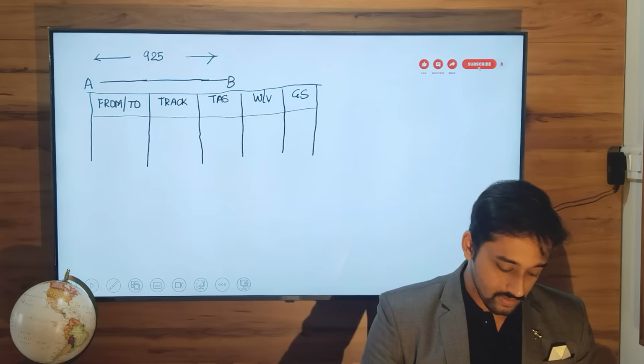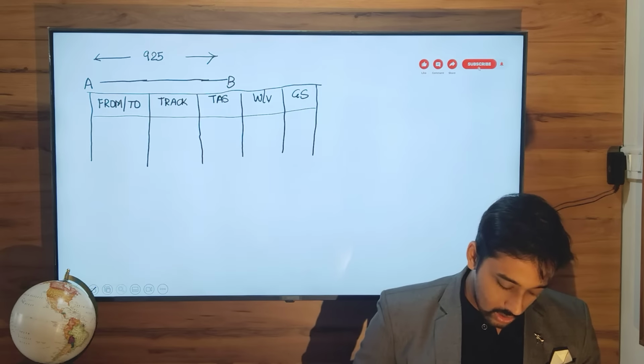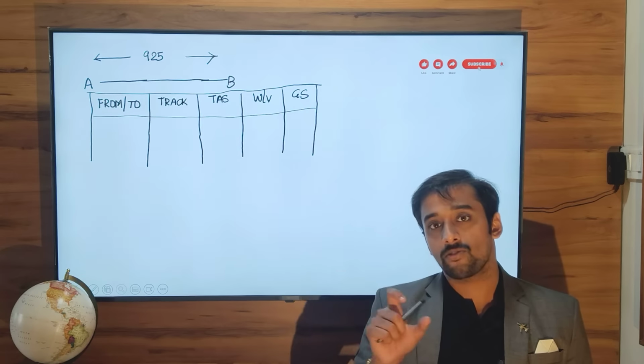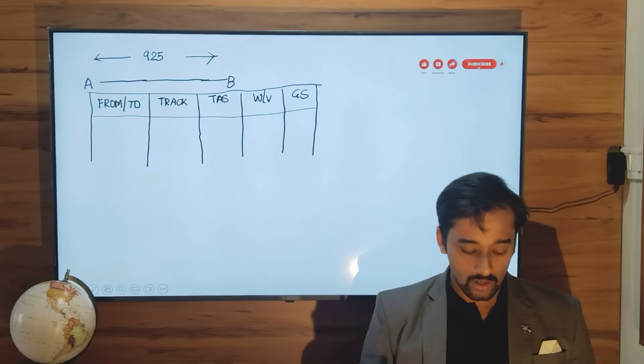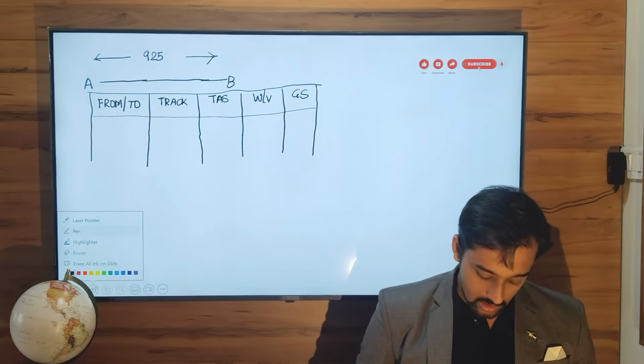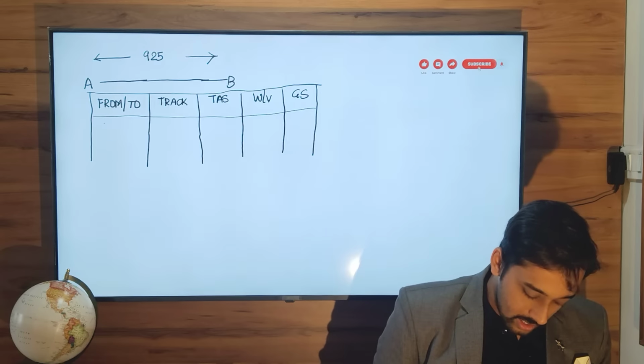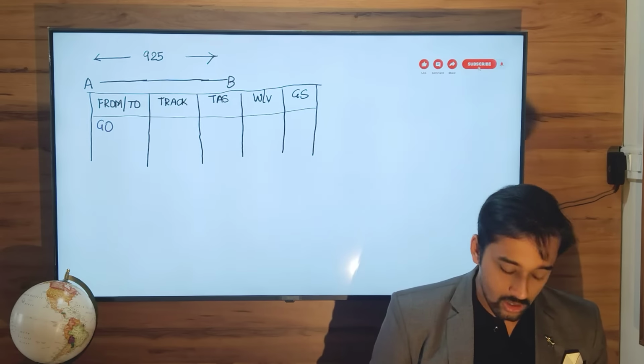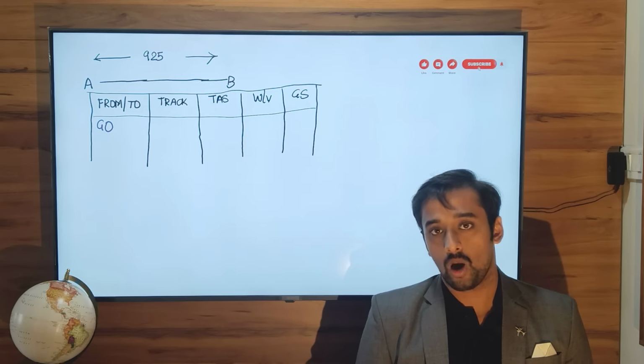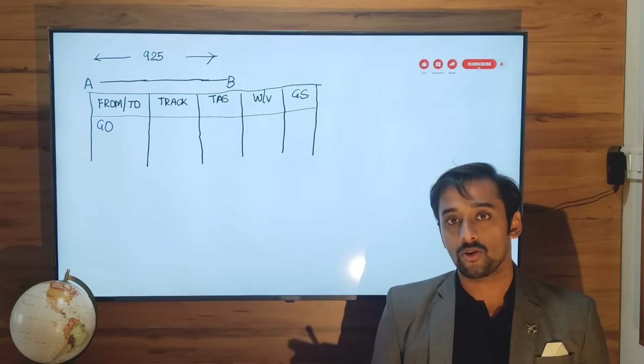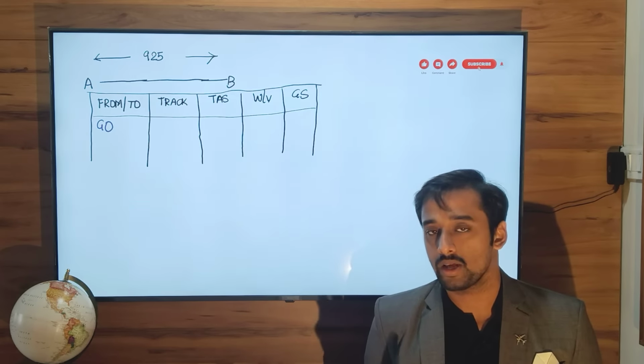Okay. So next, in the first column, which is from and to, you will have to write ground speed outbound. G for ground speed, O for outbound. So now here we will have to write three rows. We will have to make three rows.